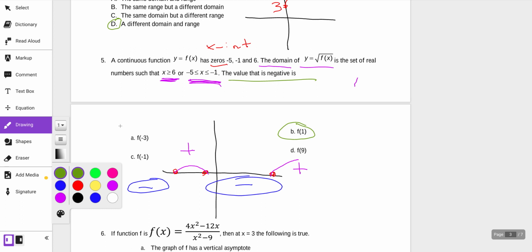So if you think about f(-3), it must have been positive because that's in here. f(-1) isn't negative because that's an x-intercept. They already told me that, right? f(9) is somewhere over here. That means it was positive on the original function. f(1) doesn't exist on the root function. Therefore, it must be negative in the original function.